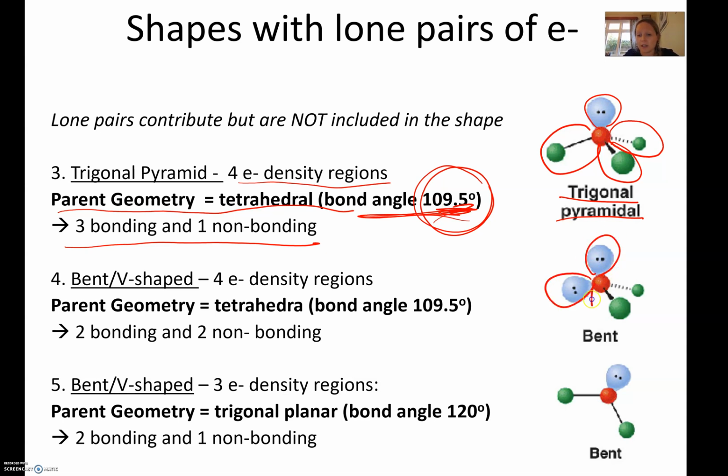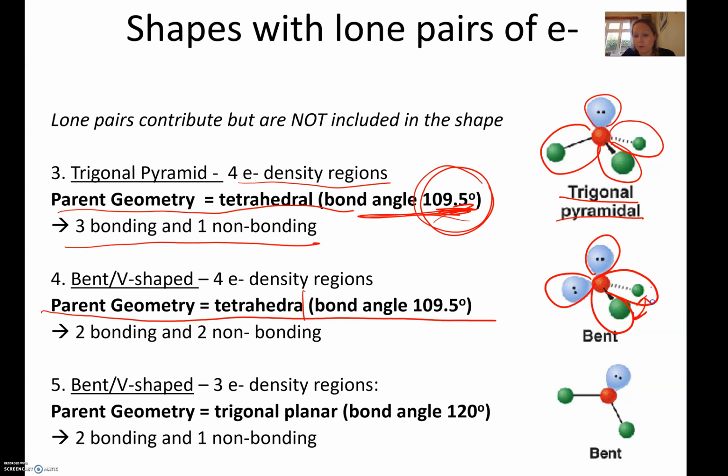This is bent. And there are 4 electron density regions still, so it's just that these 2 are now lone pairs, okay? So 4 electron density regions that all repel each other as much as possible, okay? And so the parent geometry is tetrahedral. Apologies, this looks like I've missed off an L there. And so still derived from that bond angle of 109.5.